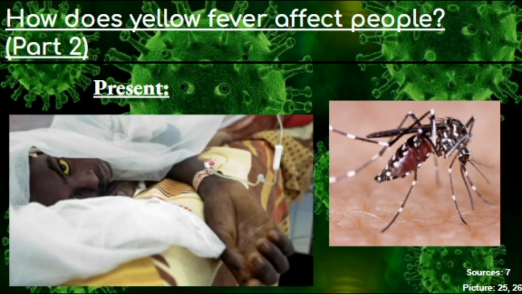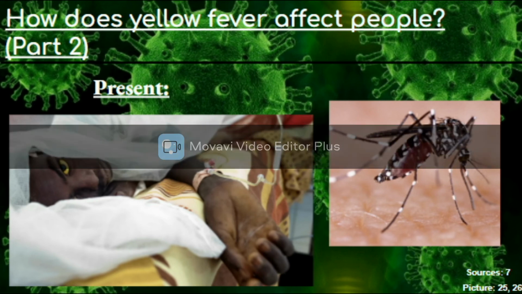Nowadays, the yellow fever causes about 30,000 deaths per year around the world, although 90% of them sadly take place in Africa.